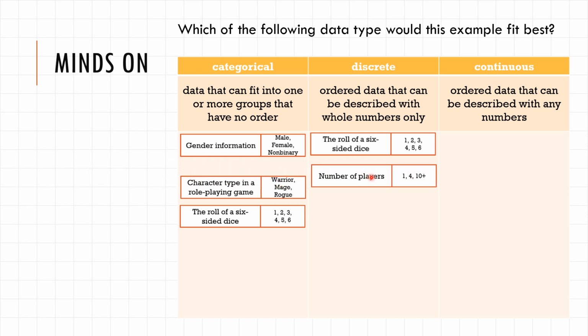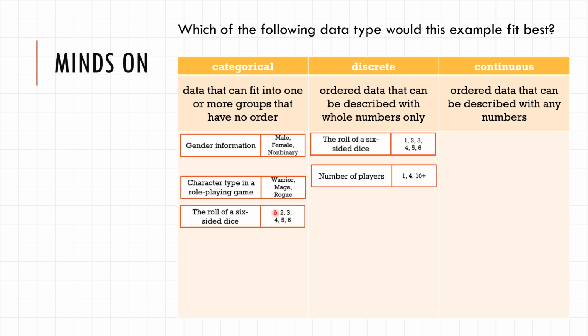Well, I think we can know for sure that this is discrete, right? Because this is whole numbers only, because you cannot play with half a player. But more specifically, this is ordered data. 4 players is more than 1 player. In a different way than the roll of a 6-sided dice.